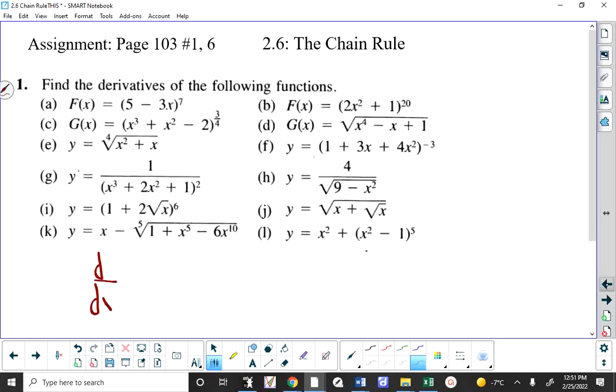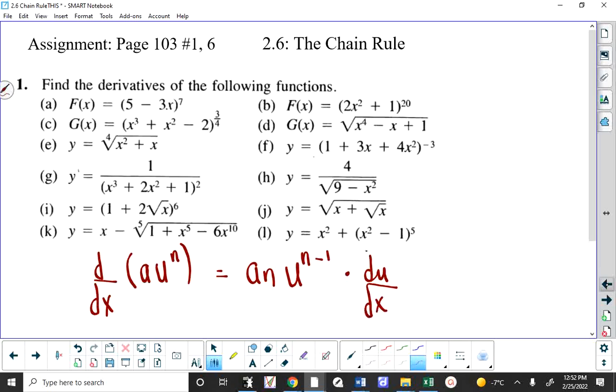The derivative with respect to x of a times a function of x to the n is equal to a n times the function of x raised to the n minus 1 times the derivative of the function of x. In other words, multiply by the derivative of what's inside.